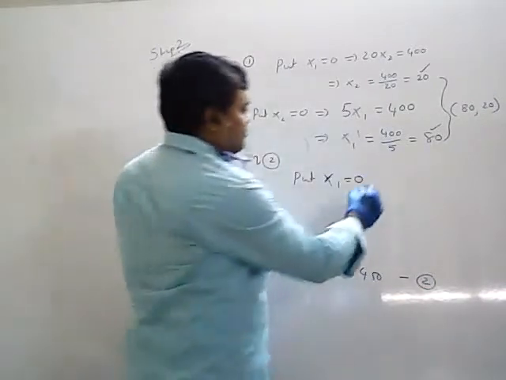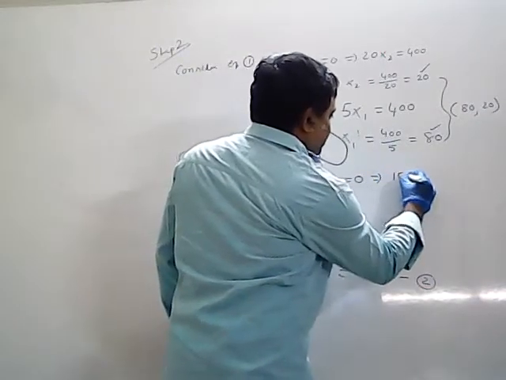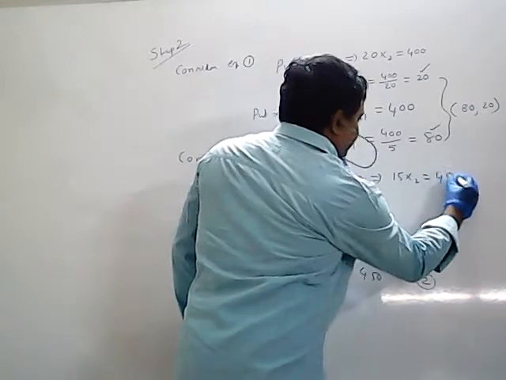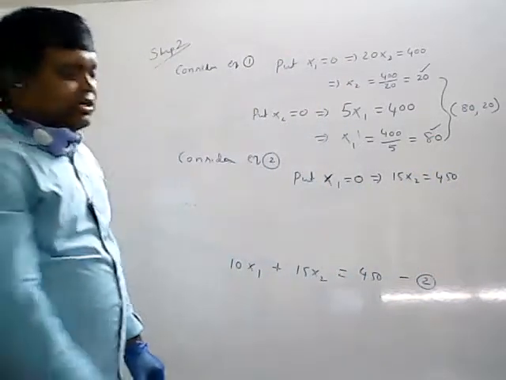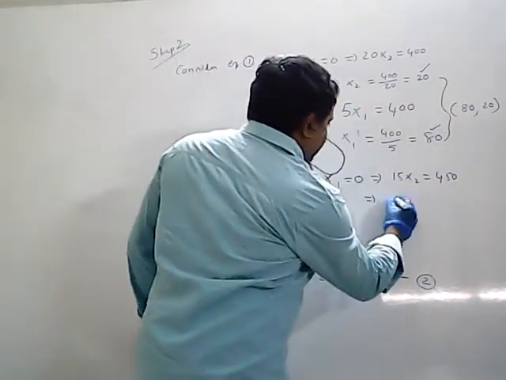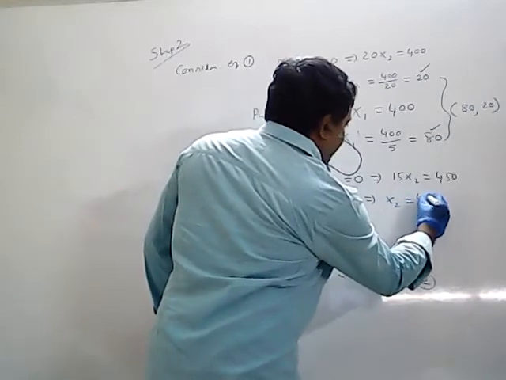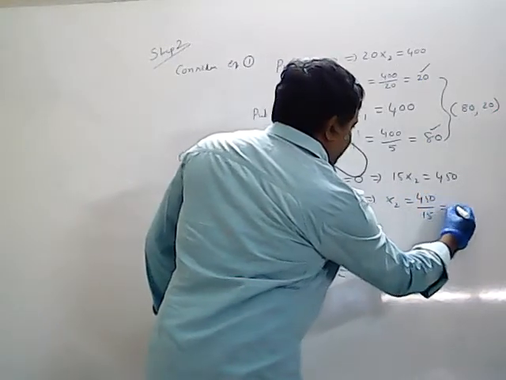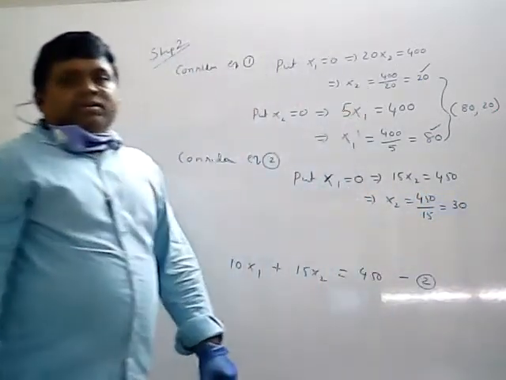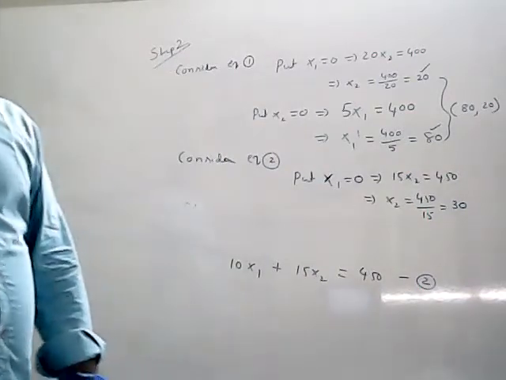15x2 equal to 450. Now what is the x2 value for this one? This implies x2 equal to 450 by 15. That means the value is 30. 30 is the x2 value, sorry.